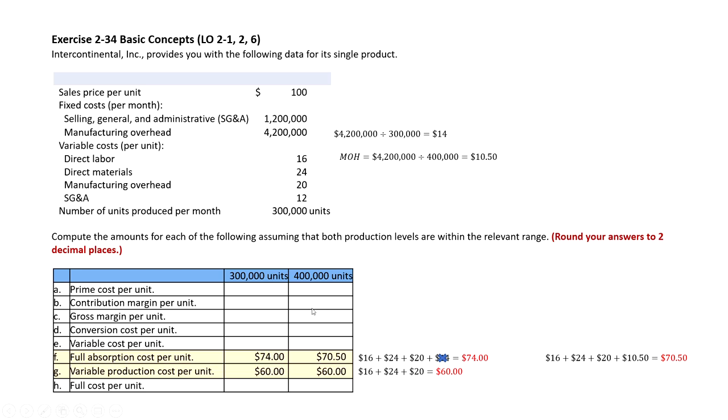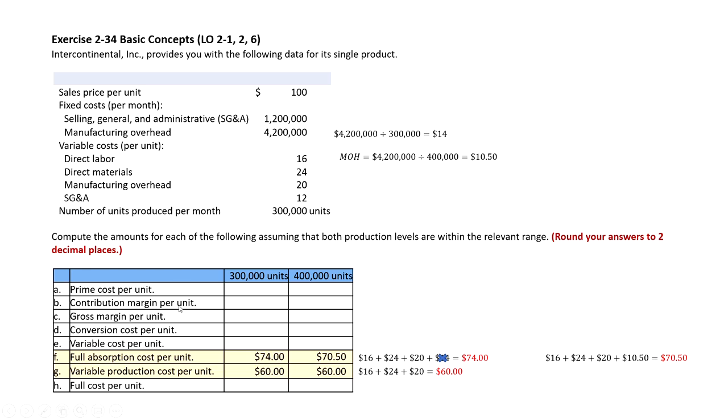Again, not going to work through all the rest of these, but just to give you some helpful hints, when you're looking at E, variable cost per unit, just take that variable production cost per unit and add the last non-production or non-manufacturing oriented variable cost, and that's selling, general, administrative, the variable portion of $12. When you're looking at H, full cost per unit, start with full absorption costs per unit and add both the variable element of selling, general, administrative and also the fixed. And again, fixed, you're going to have to divide by the number of units to get a per unit.